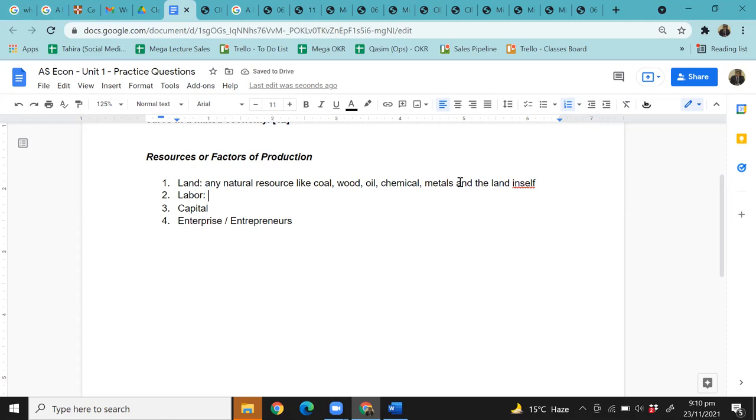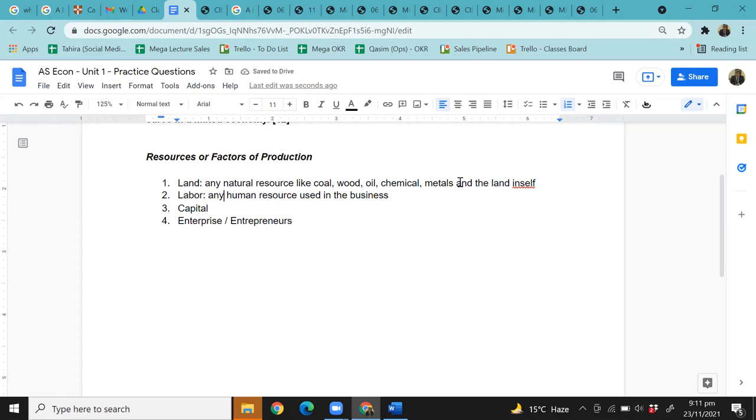Normally labor is thought of as unskilled people working in a company, but that's not always the case. So in economics, we define labor as any human resource used in the business, any human being, right?